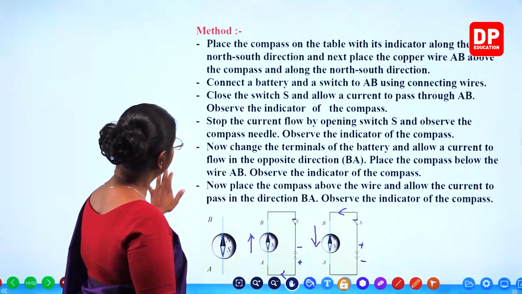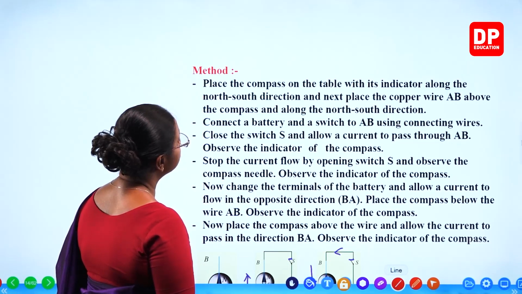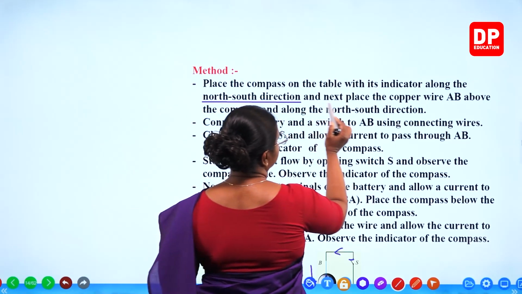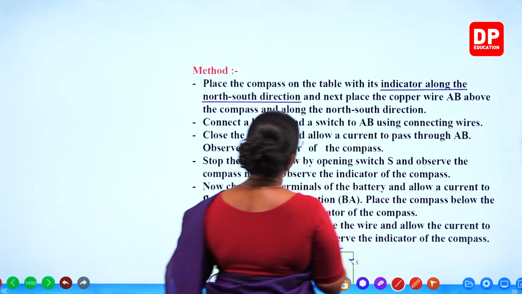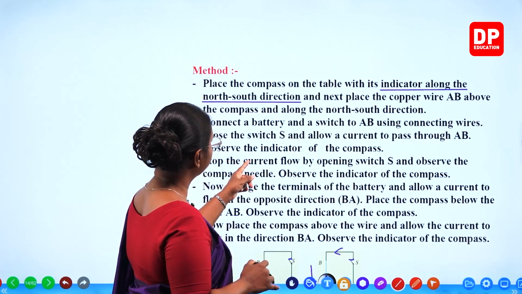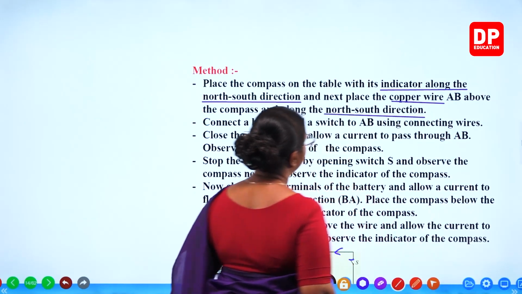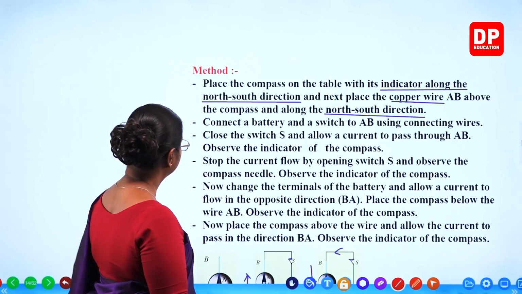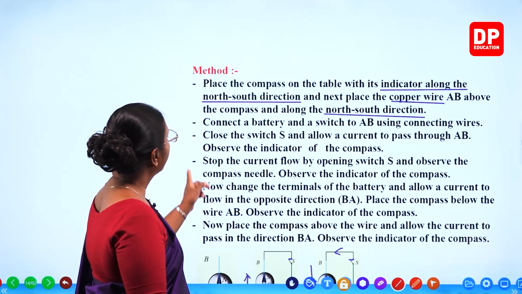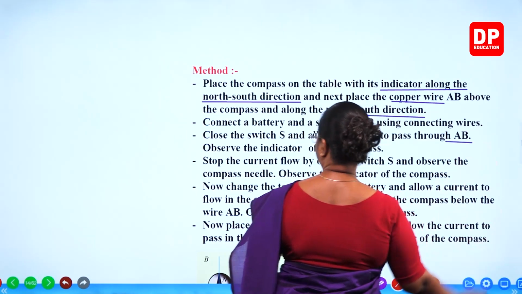So if we go and look at the method, place the compass on the table with its indicator along the north-south direction. So the indicator along the north-south direction, and next place the copper wire AB above the compass and along the north-south direction. So the copper wire is also in the north-south direction. Connect a battery and a switch to AB using connecting wires. Close the switch S and allow a current to pass through AB.